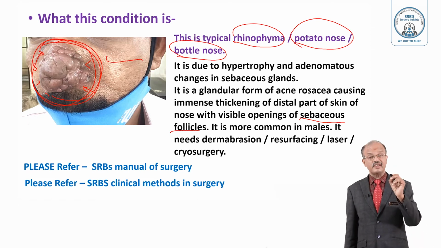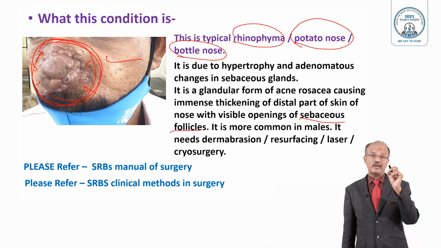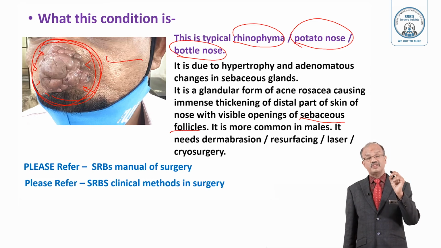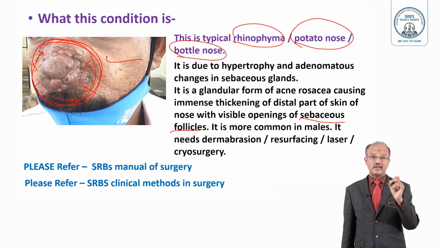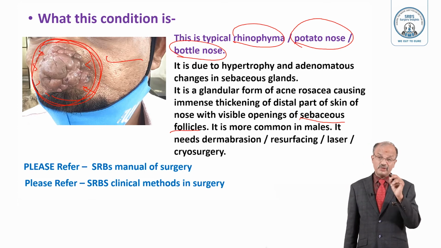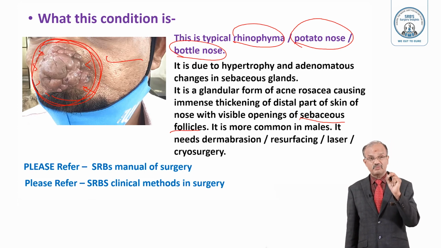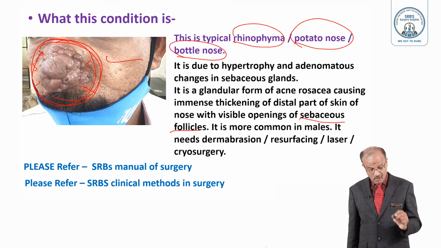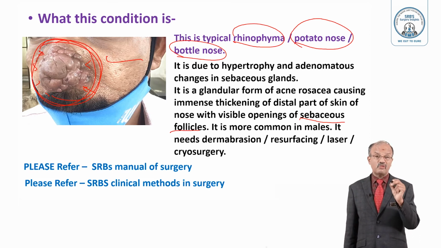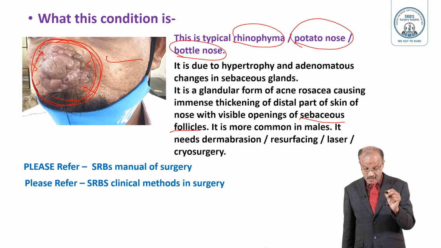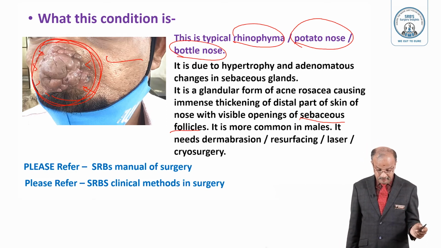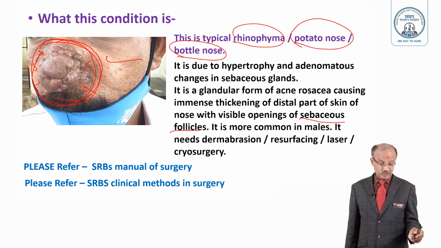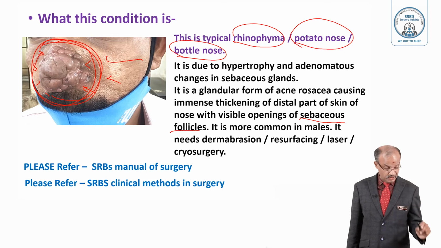For details about these things, you can refer to my Manual of Surgery or Clinical Methods in Surgery. Photos are there, treatment strategy is there, the differential diagnoses are there. MCQs will be asked, and sometimes they'll give a 2-mark short note also. Rhinophyma, you should be able to tell what it is. Mainly it is related to the sebaceous glands. That is the point you have to remember. And also how it looks, its typical look, what the differential diagnoses are, and that treatment is cosmetic surgery, remember.